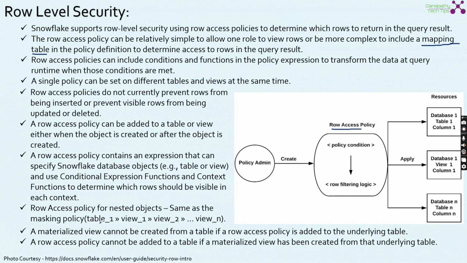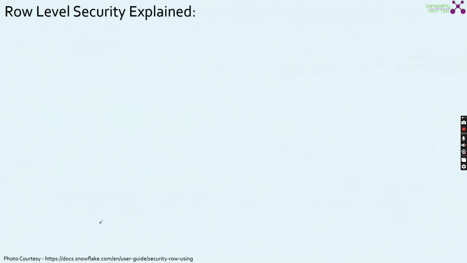The other way around is also true, meaning a row access policy cannot be added to a table if a materialized view is already created on top of the table. So both things are not valid. Materialized view conflicts with row level security. That is the important point to remember.